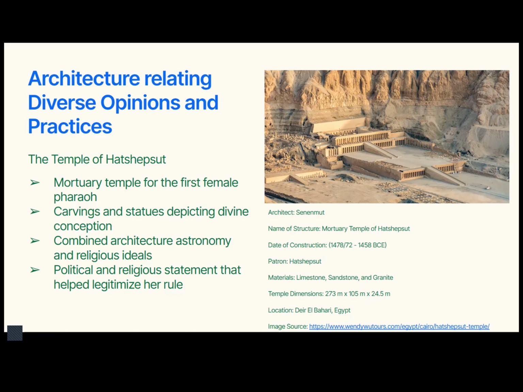Her mortuary temple at Deir el-Bahari was also a powerful political and religious statement that helped legitimize her rule as a female pharaoh, and it helped showcase her divine birth and link her to the gods. Through just this piece of architecture, different opinions and practices can be seen within gender norms, political power, culture, and religious beliefs within Egypt.